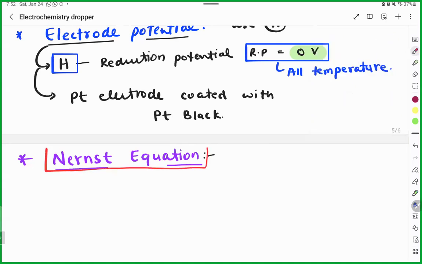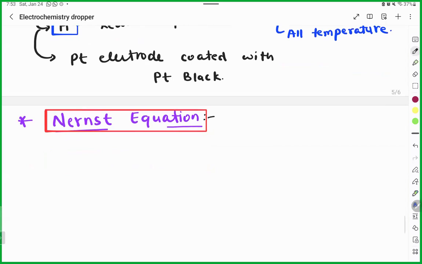Tell me, guys, how many of you have seen this Nernst equation? Chandana, did you see a Nernst equation question in the recent exam, like in your JEE exam? No, sir, it was not there. I'll check today and then we'll see.